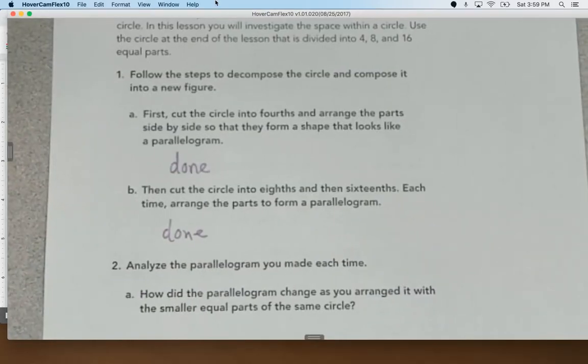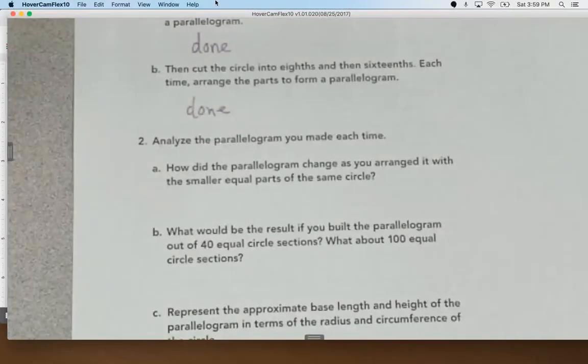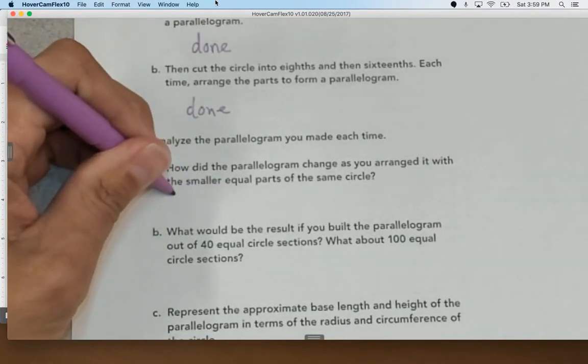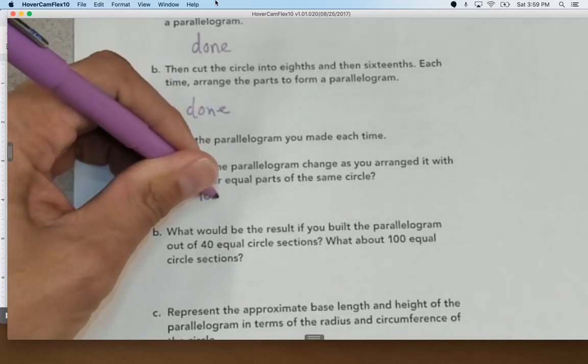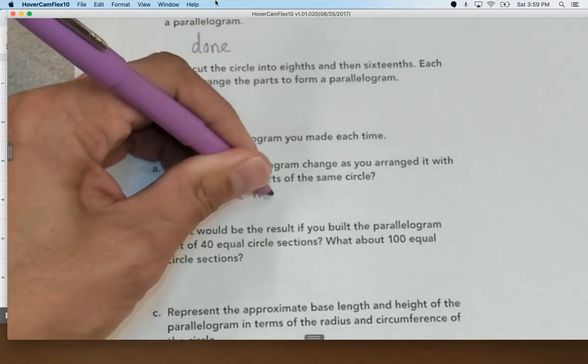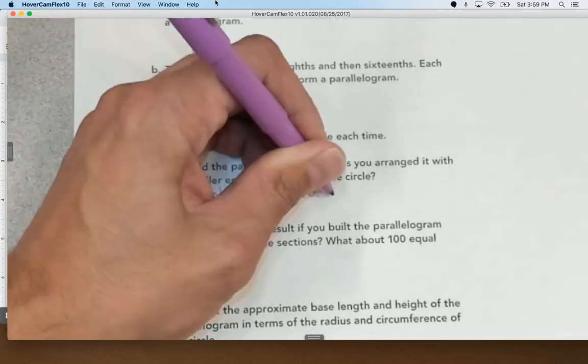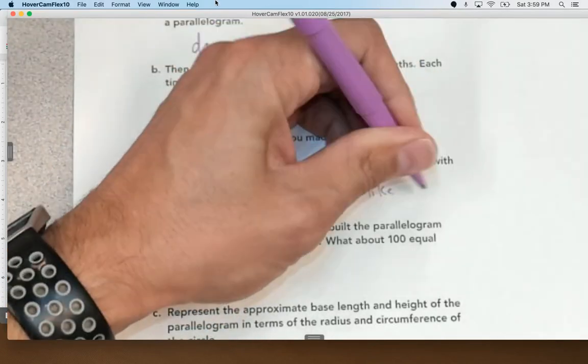Next, analyze the parallelogram you made each time. How did the parallelogram change as you arranged it with the smaller equal parts of the same circle? It looked more and more like a rectangle.